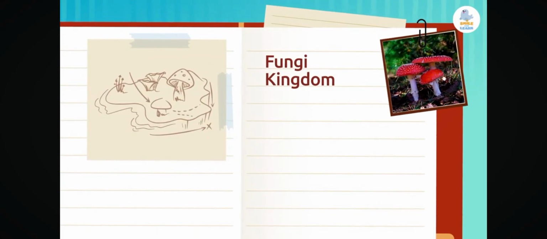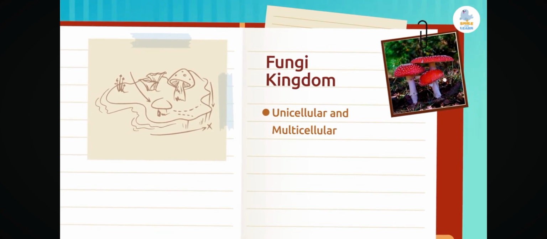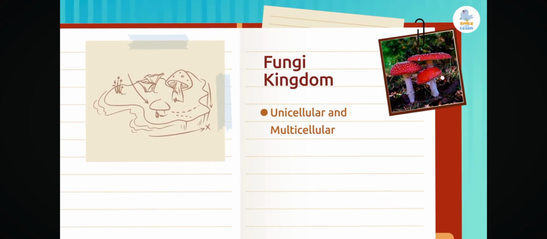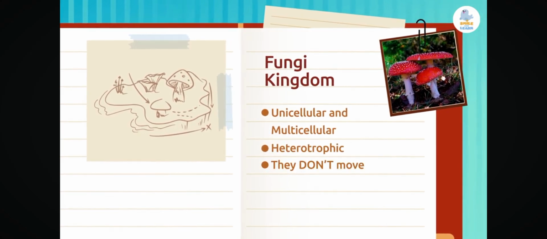To sum up, the characteristics of the fungi kingdom are the following. They can be both unicellular and multicellular. They are heterotrophic, and they do not move on their own.